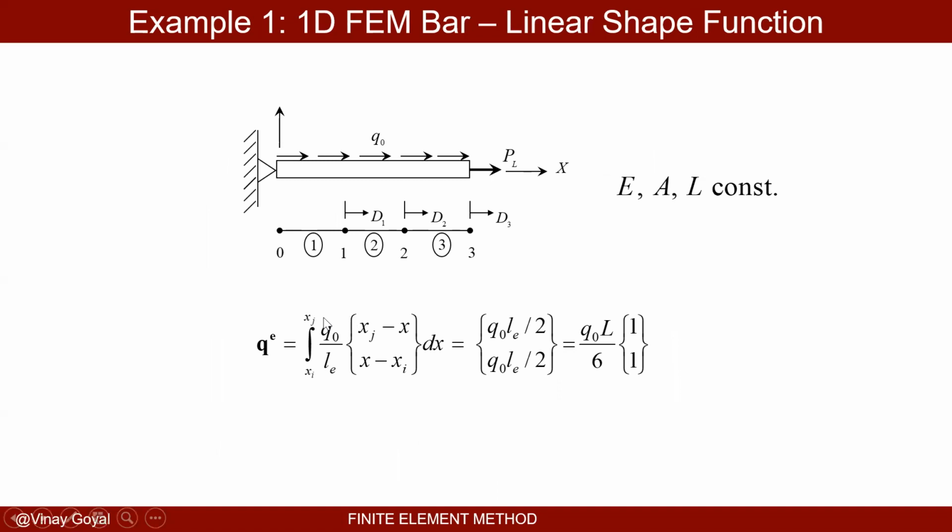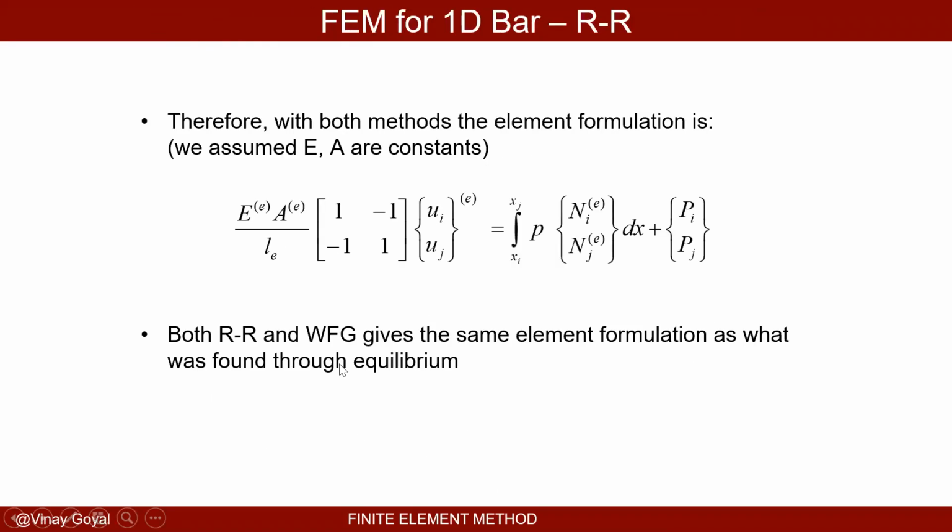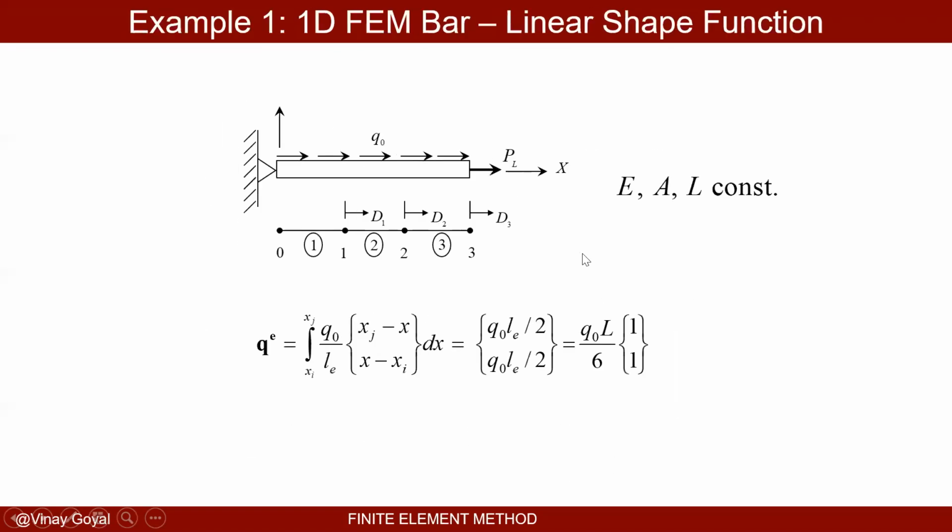Now I have to calculate this integral, right? And Ni was (xj minus x) divided by Le, and Nj was (x minus xi) over Le. And what I have there really is this column vector. I know Ni and Nj. I know the formulas for those. So all I've done is plug that in. And the integral from xi to xj for generic element e, since all of them have the same distributed load, that integral is easy to calculate. And when you're done doing it, you're going to get q naught Le divided by 2, q naught Le divided by 2. It makes sense that you get half.